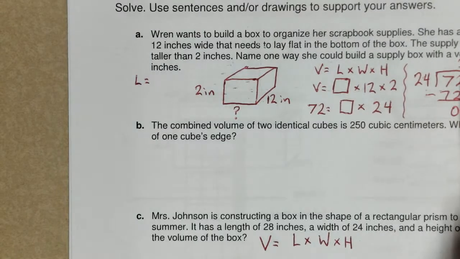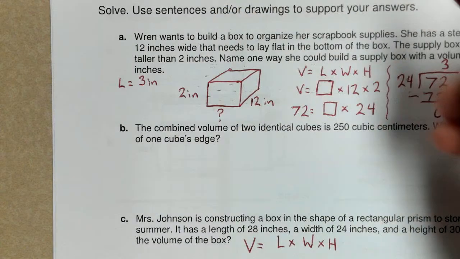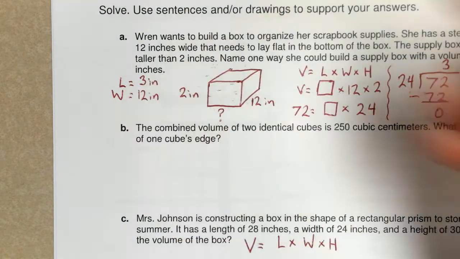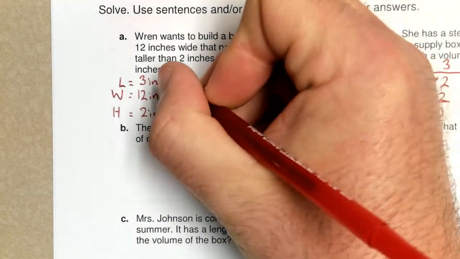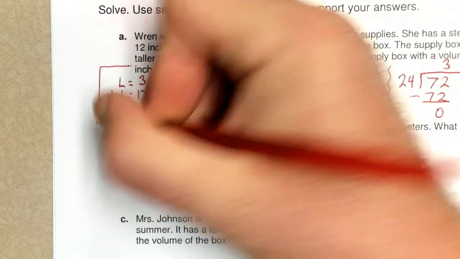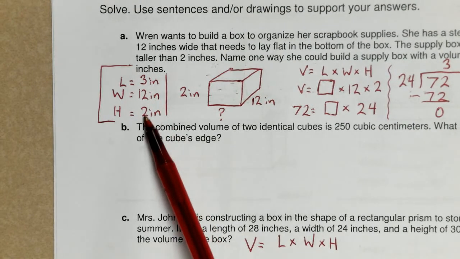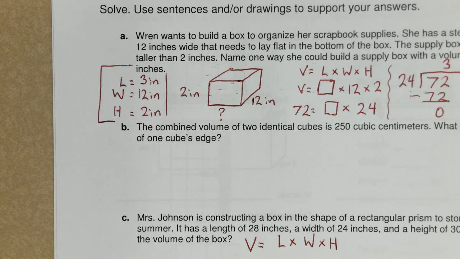What this means then is that for this box, I think I'll put it over here. Length, that was our missing number, right? So length is 3 inches. Width is 12 inches. Height is 2 inches. If we set it up that way, it meets all of her requirements. It's wide enough for the stencils. It's not too tall. That last dimension was the only thing we needed to worry about, and should be good. All right, that's your answer for A.